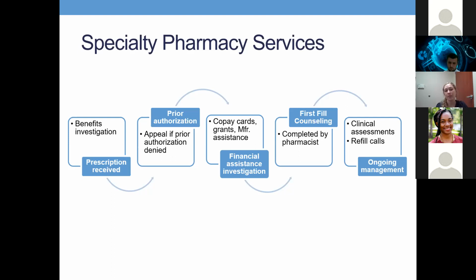Once it's clear that the patient will be using the specialty pharmacy, a pharmacist is going to complete first fill counseling. And that can either be the pharmacist at the specialty pharmacy, or if you're associated with a clinic, it can be the clinical pharmacist. And that's where the pharmacist would talk about both medication and disease state education for that patient, make sure they understand the medication and why it's important to be taking it.